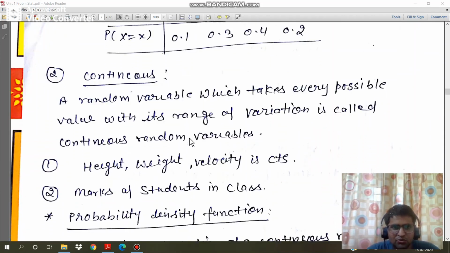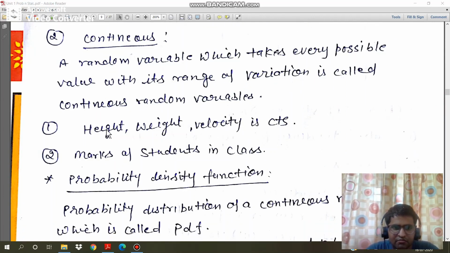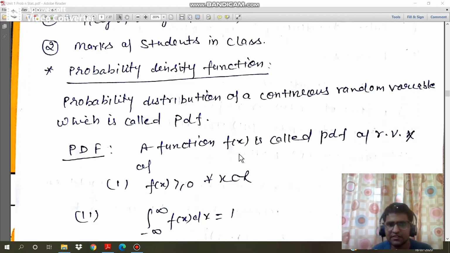Okay, guys, now come to continuous. A random variable which takes every possible value within its range of variation is called a continuous random variable. For example, height, weight, and velocity are continuous. Marks of students in a class are also continuous. If we talk about a continuous random variable, we must talk about the probability density function, which is called PDF.